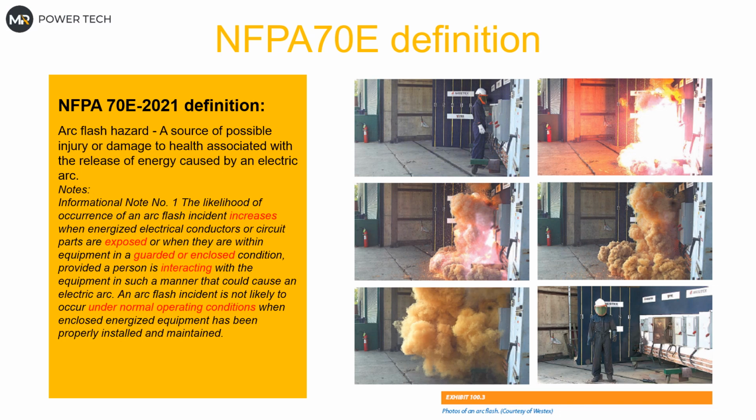By definition, and we take it from NFPA 70E, which didn't change, when we talk about arc flash, we talk about the arc flash hazard, and that's a source of possible injury or damage to health associated with the release of energy. So more or less that's what we saw before in the video. An important note is that if everything is under normal operating conditions, so we are not interacting, but everything is guarded and closed, properly maintained, the likelihood of arc flash happening is very low. So that's what we call normal operations.